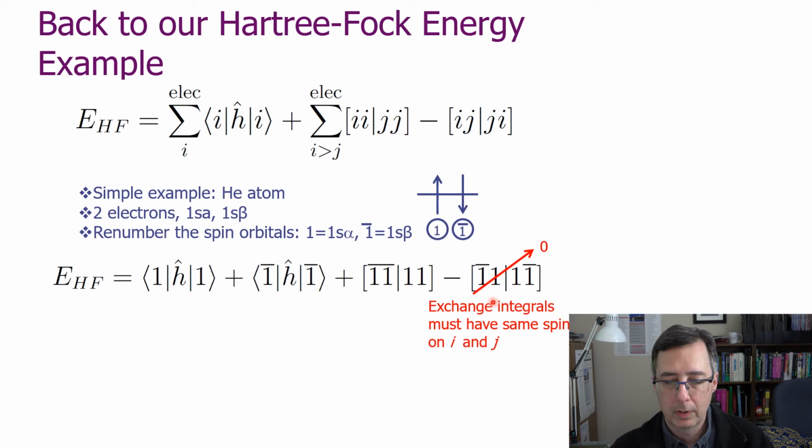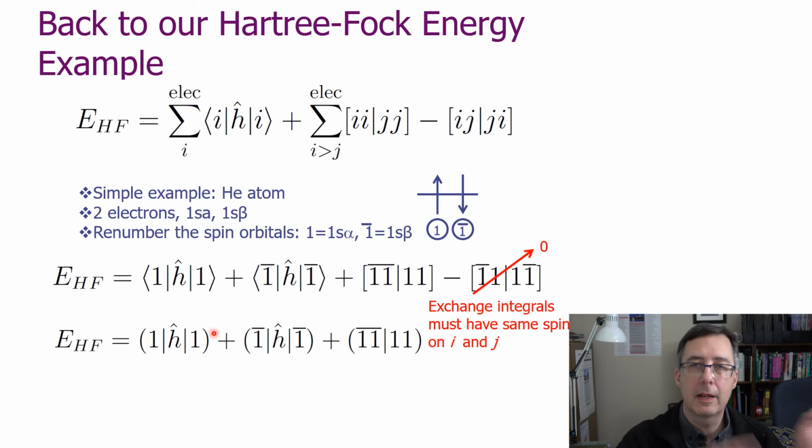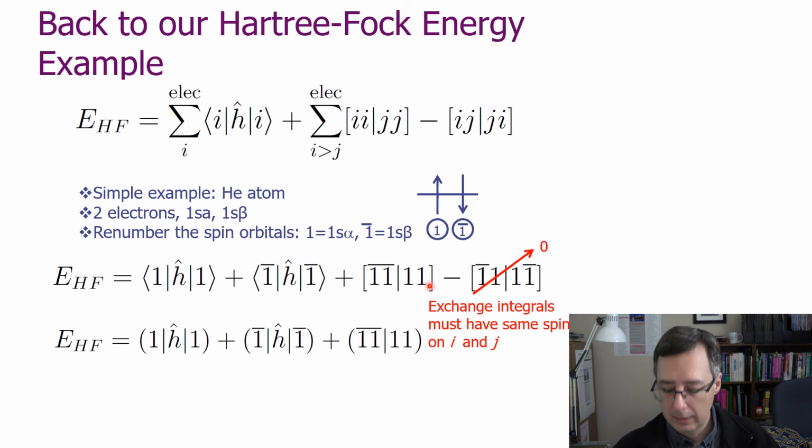So it's this. And then I could use my parenthesis notation to say, okay, now I've already taken care of all the spin stuff. It all turned into ones and zeros. And what's left is this guy, parenthesis 1H1, this guy, parenthesis 1 bar H1 bar, and then parenthesis 1 bar 1 bar 1 1. Okay. And that could still be further simplified a little if I use one more trick. But that's how far we've gotten so far.